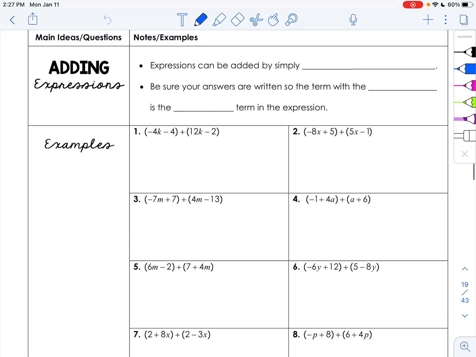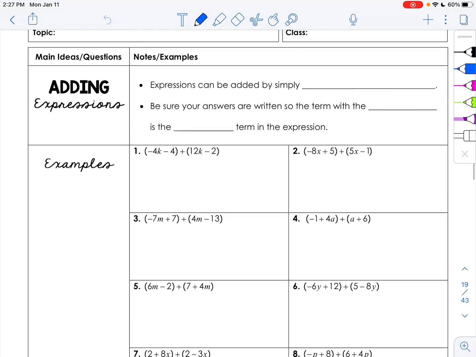In this lesson, we're going to be looking at adding and subtracting expressions. Let's focus on adding expressions first. Expressions can be added by simplifying and combining like terms.